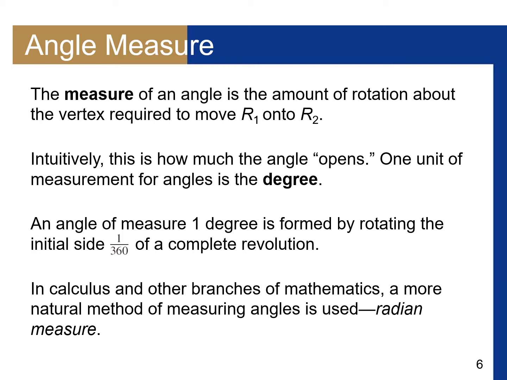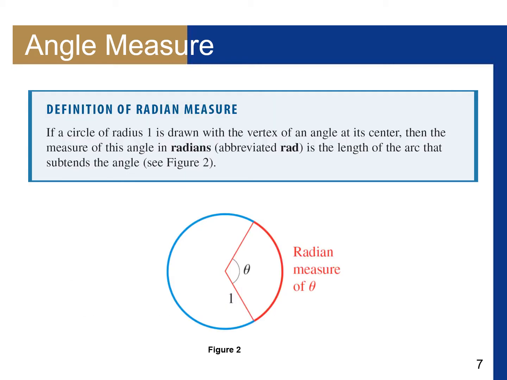In calculus and other branches of mathematics, a more natural method of measuring angles is used, and that's the radian measure. If a circle of radius 1 is drawn with the vertex of the angle at the center, then the measure of this angle in radians, which is abbreviated rad, is the length of the arc that subtends the angle. So the bold area here on the circle is your radian measure. This is what we're describing when we give radians.